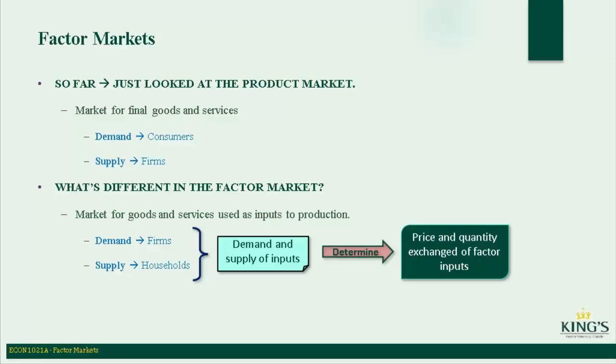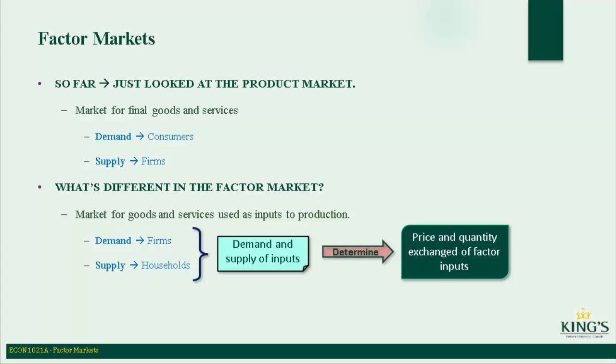Up till now, we talked only about the product market. So we looked at the market for final goods and services. And of course, we had the consumers being the demand side and firms representing the supply side. Now there are markets for the intermediate goods that are used to make things, and not only goods, but things like wages and labor. Labor is an input to production, and so there's a market for labor.